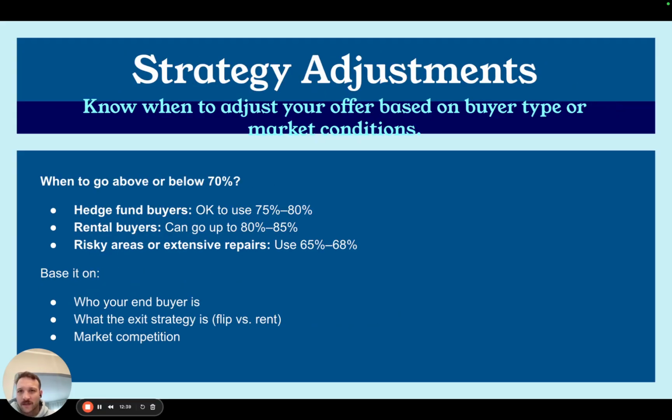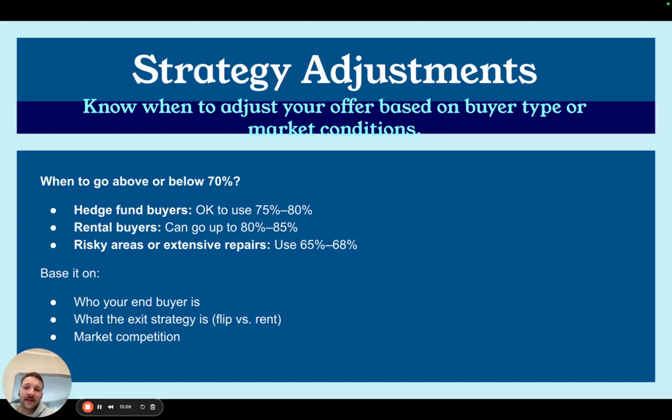Next, strategy adjustments. We need to know when to adjust our offer based on buyer type or the market conditions, so when to go above or below 70%. Hedge fund buyers are okay buying at a little bit higher of a price. Rental buyers can potentially go a little bit higher as well. If it's a risky area or it needs extensive repairs, typically they want to buy lower because of the risk associated with it.